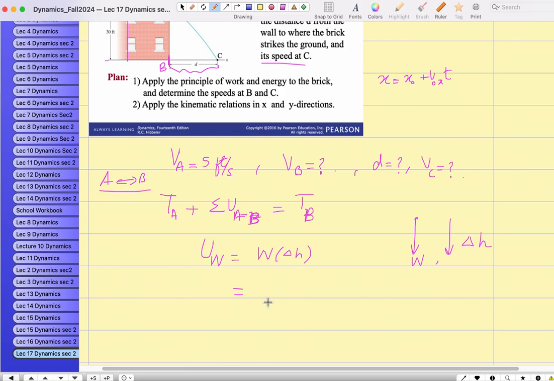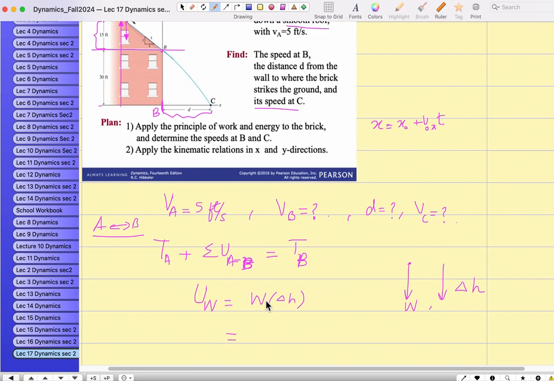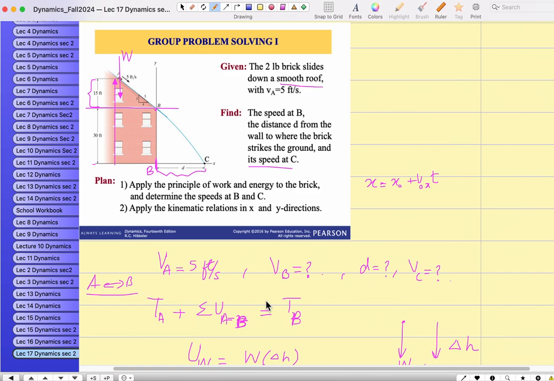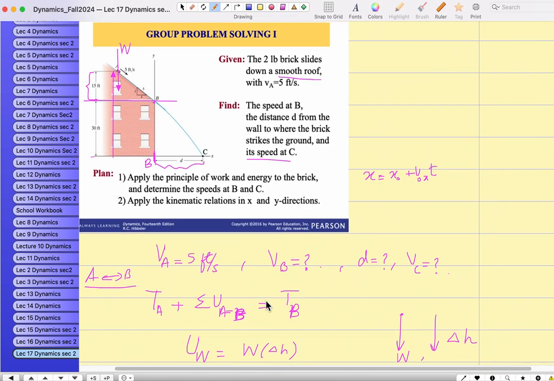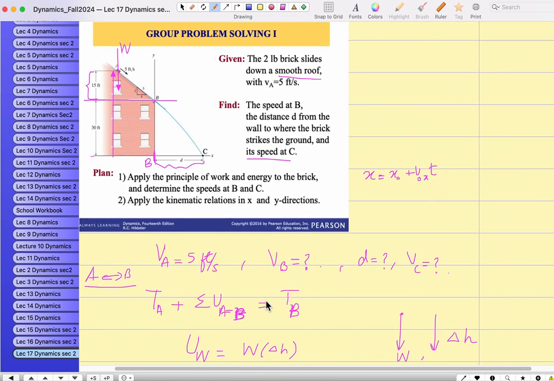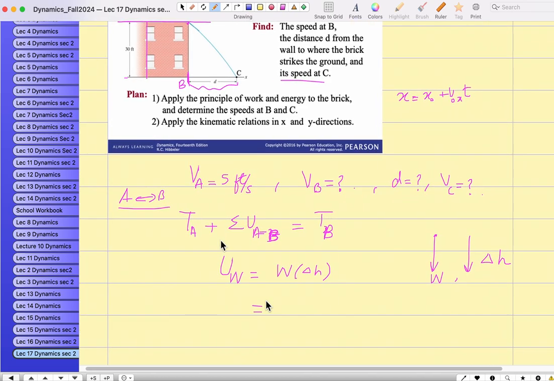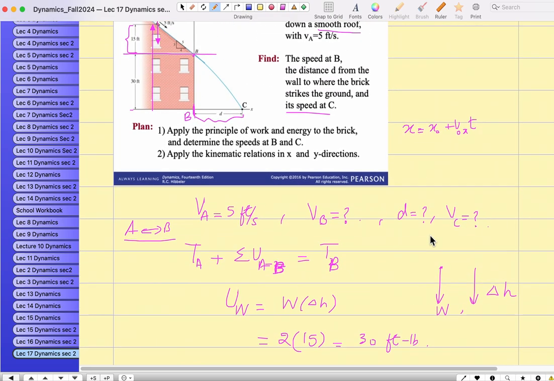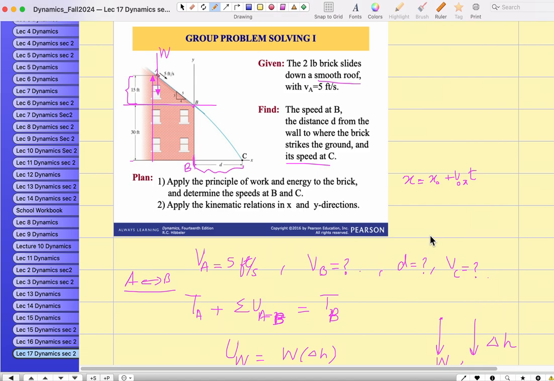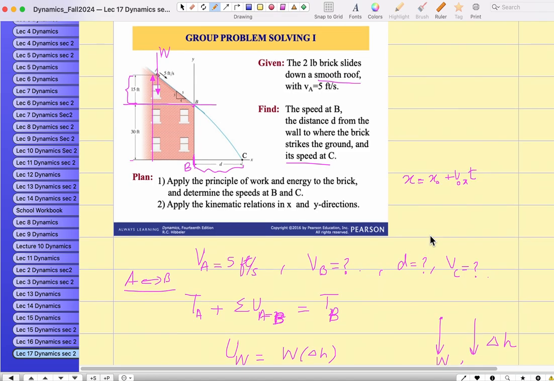So W is 2 pounds, it's in the British system. Delta H is 15, so 2 times 15 is 30 foot-pound. This is the work done due to gravity, and there is no other force acting on it. The gravity is bringing the brick down. Agreed? We have done this portion.